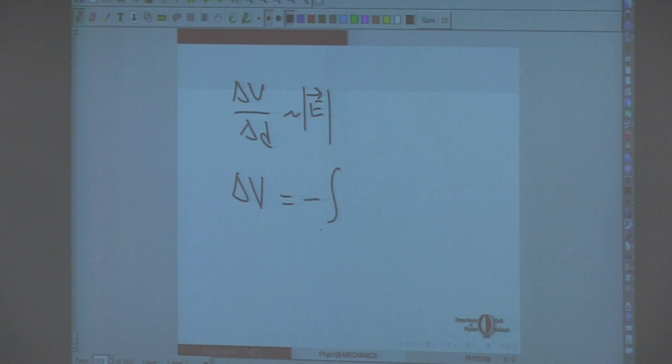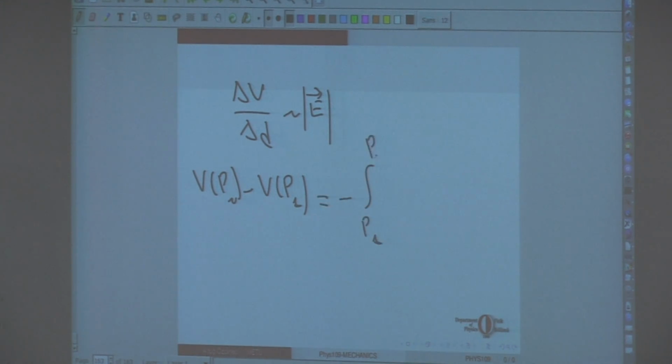is minus, well, let me write it like this. If we have the potential at some point P2 minus the potential at another point P1, this potential difference is equal to minus the integral from P1 to P2 of E dot dl.